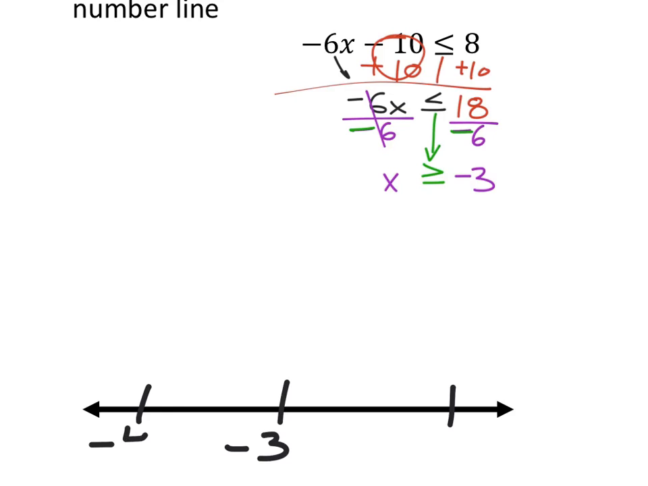Negative 3, negative 4, and negative 2. And this is x is greater than or equal to negative 3. So again, we got a closed circle, which also means that negative 3 would make the original inequality true, and it would. It's very nice. But this one has the x on the left, which means that the line would go to the right. And there's the graph.